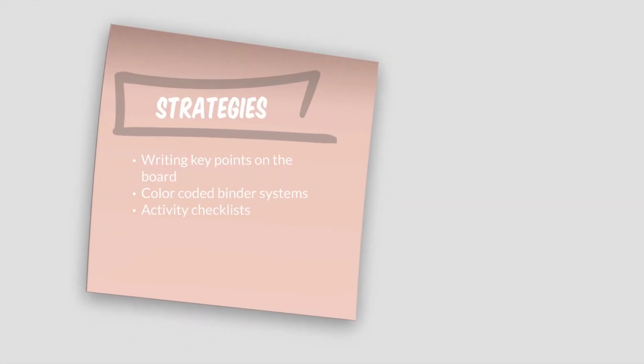This incentivizes appropriate behavior. Some other effective classroom strategies could be writing key points on the board as you go, helping a student establish a color-coded binder organization system, and checking off activities on the board as you complete them in class.